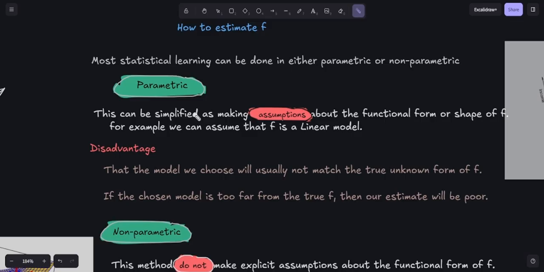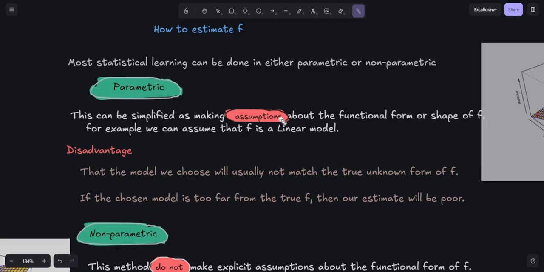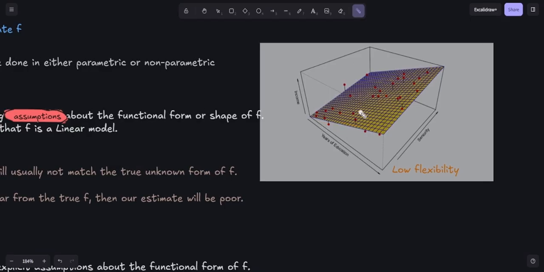Parametric methods can be simplified as making assumptions. You assume something about F, like the functional form of F. For example, we can assume that a model is linear. In this example, you can see that it's not correctly fitting every observation. It's just a straight line, and I assume that this is just a linear model. So this is an assumption. This is a parametric model.